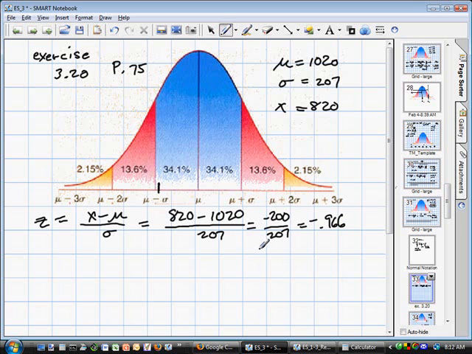Okay. Now, let's look it up. What's the percent? So now, what does that really mean? Negative 0.97. Looking it up in your table, you get 0.1660. What is that percent-wise? 16.6%.